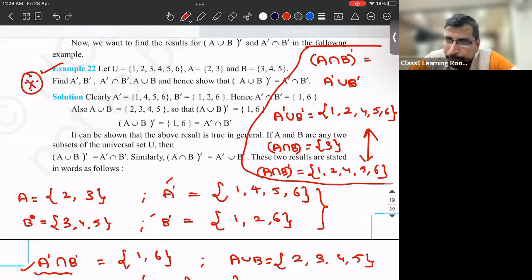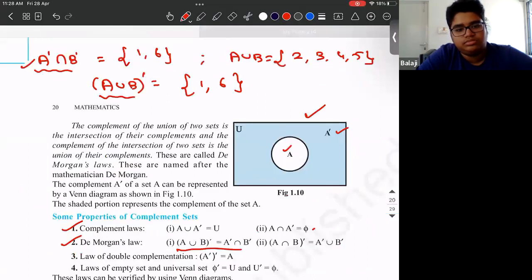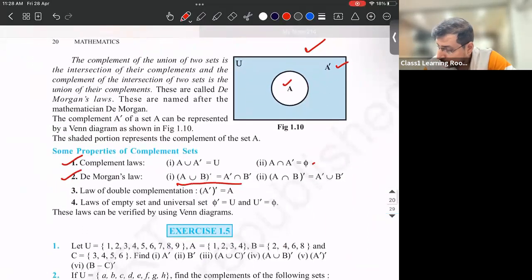Shall I proceed? Yes, sir. So see, there is something called the law of double complementation, which is the complement of the complement. This also we saw. A complement's complement is A itself. Similarly, there is the law of empty set and universal set. The complement of a null set is the universal set, and the complement of the universal set is the null set. Obvious, right? Complement of nothing is everything. Complement of everything is nothing.